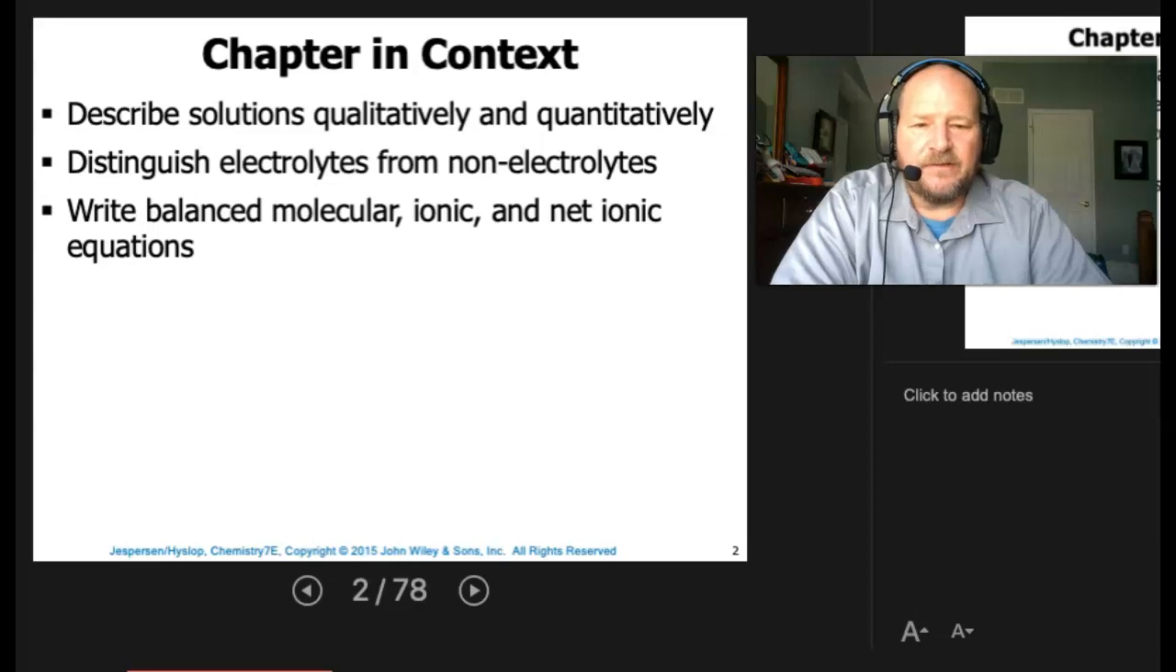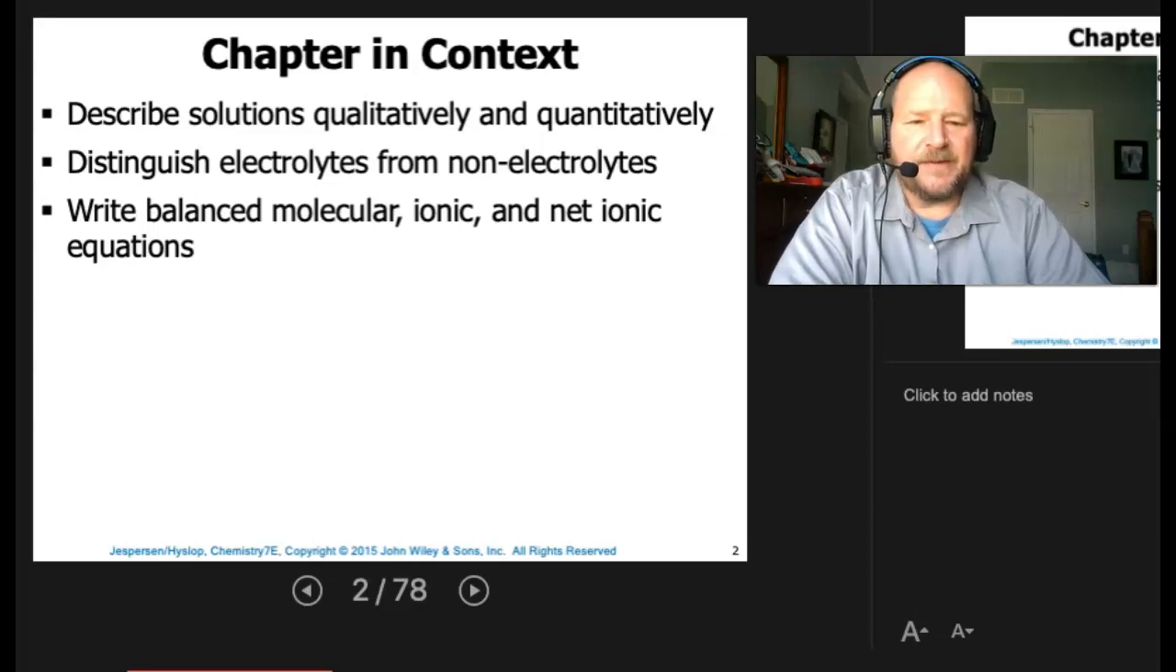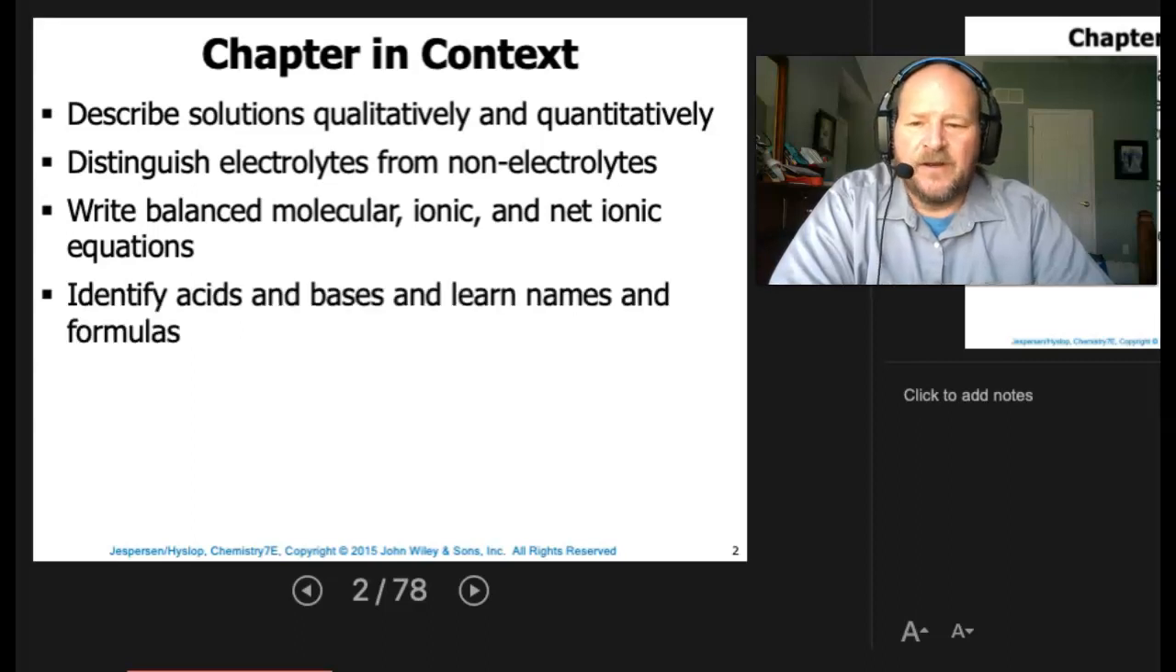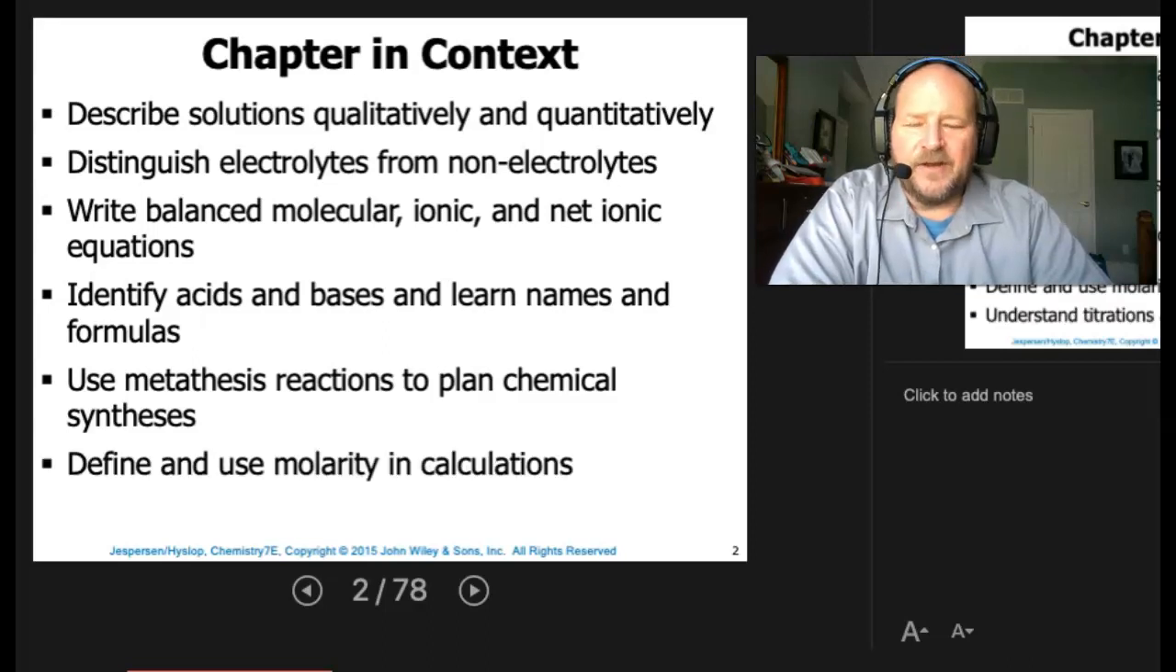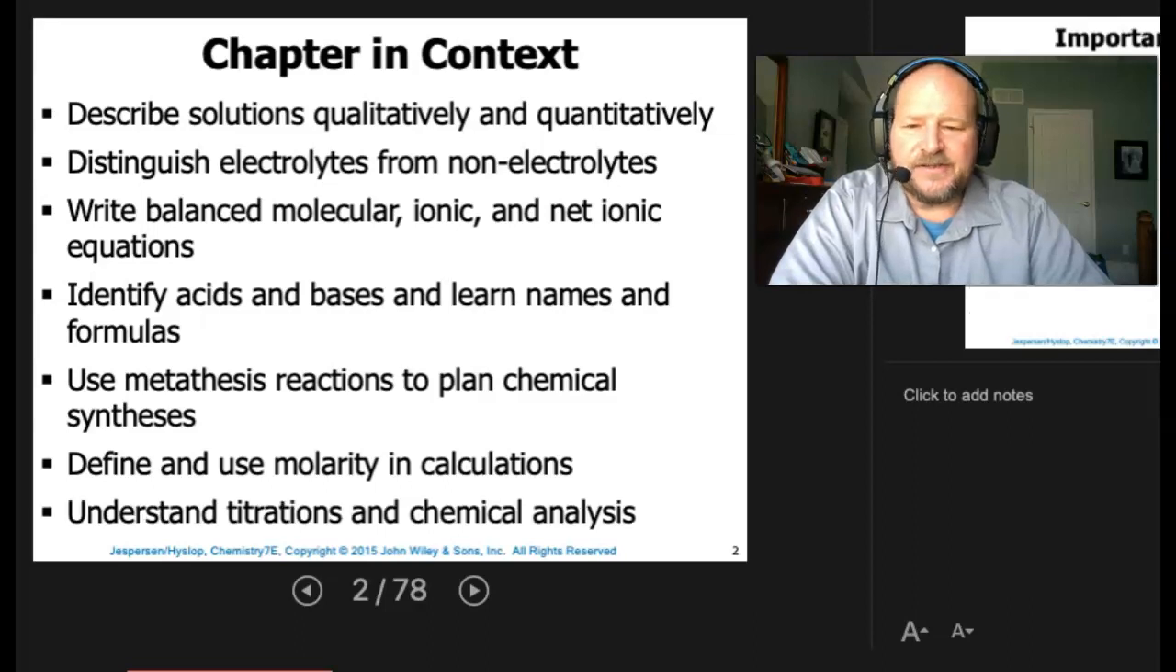That's going to be one of the big components of the next couple chapters that are popping up, the net ionic equations. We'll learn to identify acids and bases, and we'll learn how to name them based on their formulas. And then we'll look at metathesis reactions as they're used to plan a chemical synthesis. And then we'll look at how to use molarity calculations. And then we're going to finish this off with titrations and chemical analysis.